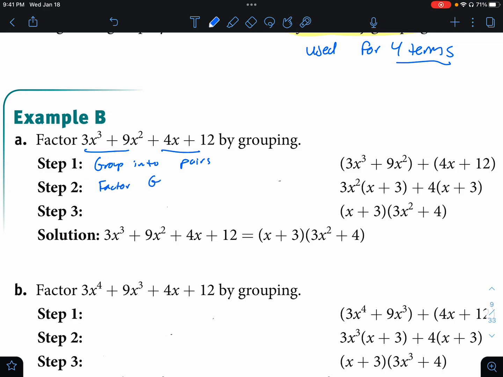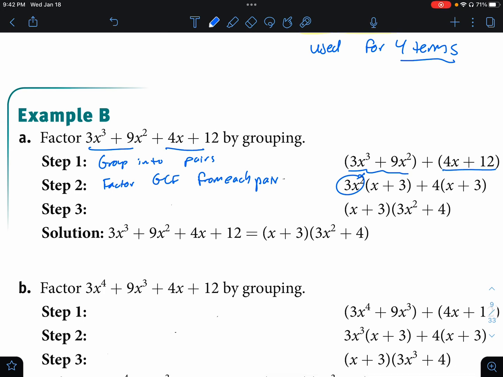Factor the GCF from each pair. So in this case, my first pair had a GCF of 3x squared that I could divide out. And in my second pair, I had a GCF of 4 that I could divide out of both spots. The last step, then, if I did this correctly, is to factor out our common parentheses.